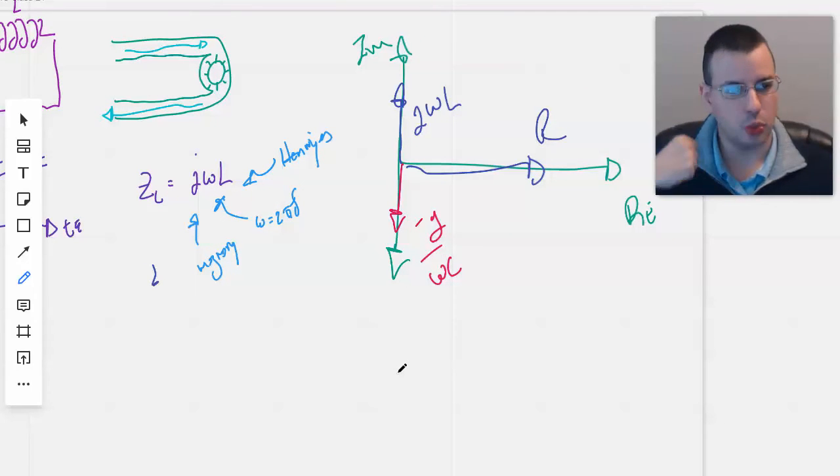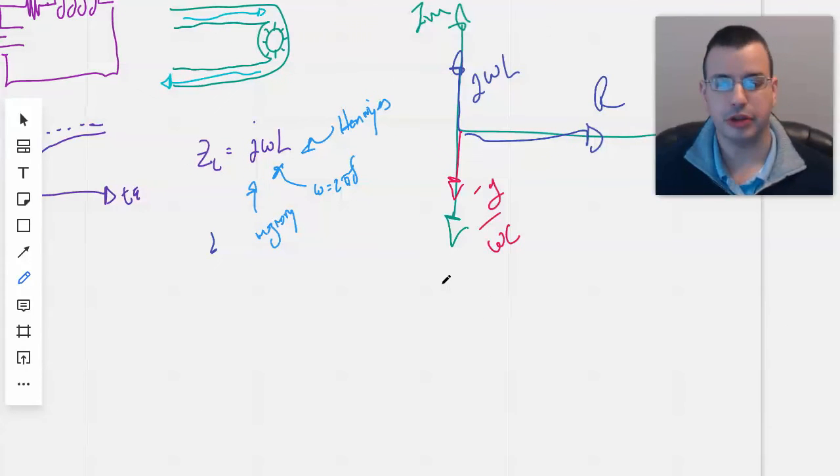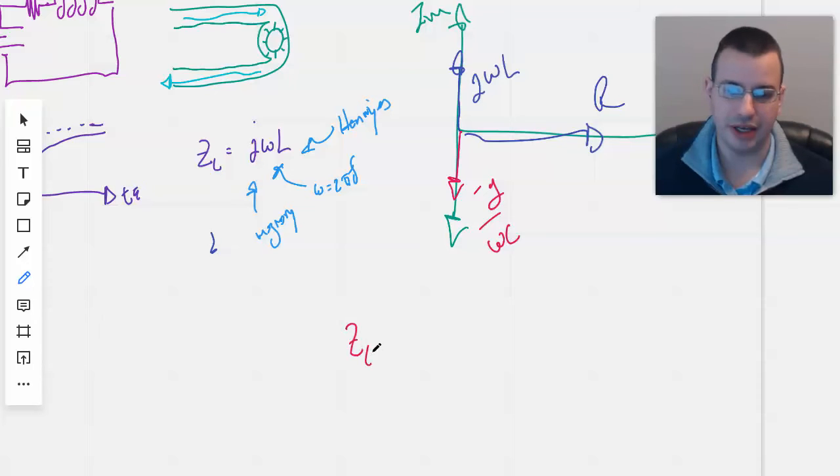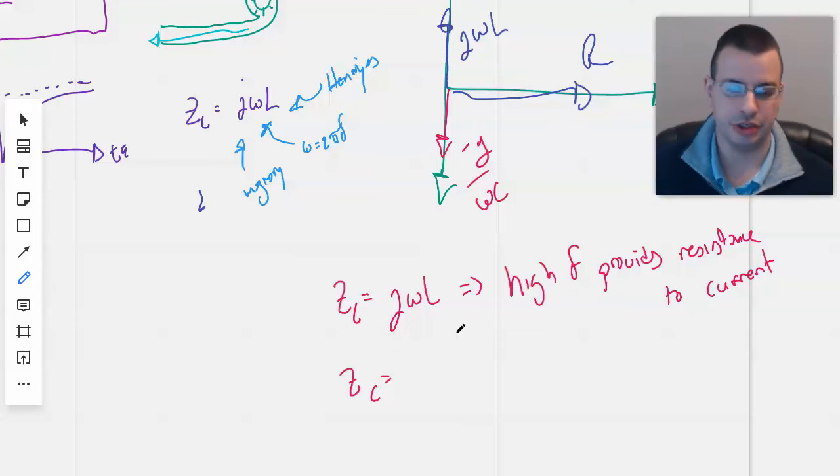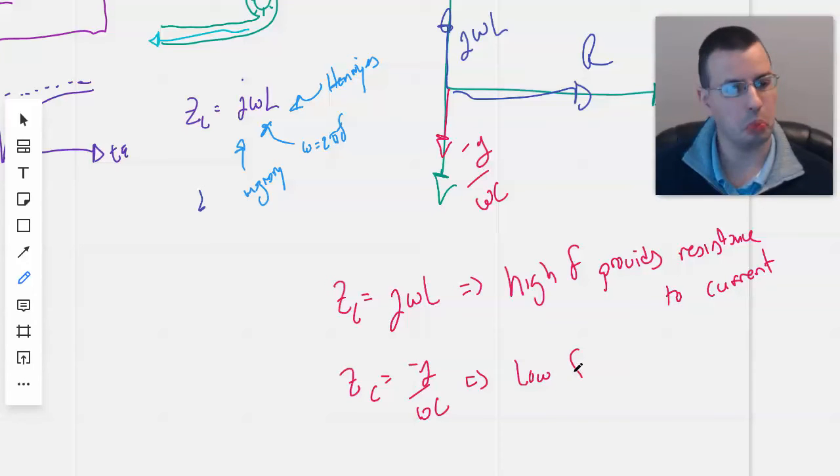So the next question is, well, what happens when we have capacitors and inductors together? So if you have an impedance of j omega L, then a high frequency provides resistance to current. But if you have a capacitor, it's negative j over omega C, which is a low frequency provides high resistance.